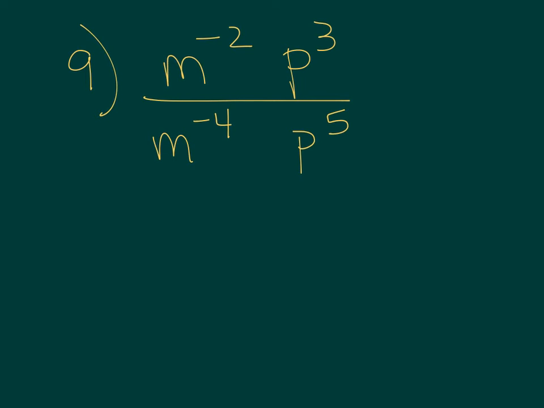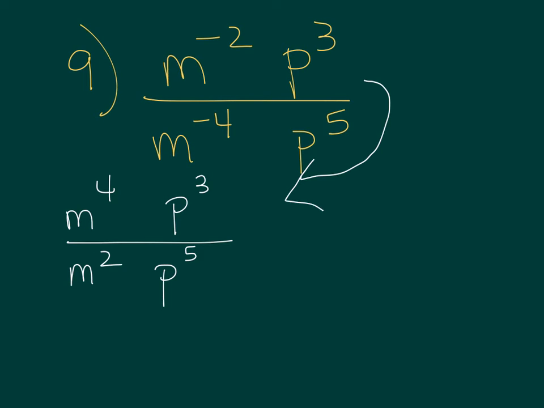Okay, so let's think about what we have here. The m to the negative second has to go to the bottom, so it becomes a positive exponent. P to the third has a positive exponent, so it's going to stay where it's at. M to the negative fourth is going to move to the top because it was negative. It's got to go to the top to become positive. And P to the fifth was positive. It stays where it's at. So the beginning problem has to go down to what we just changed it to. And notice I now have all positive exponents.